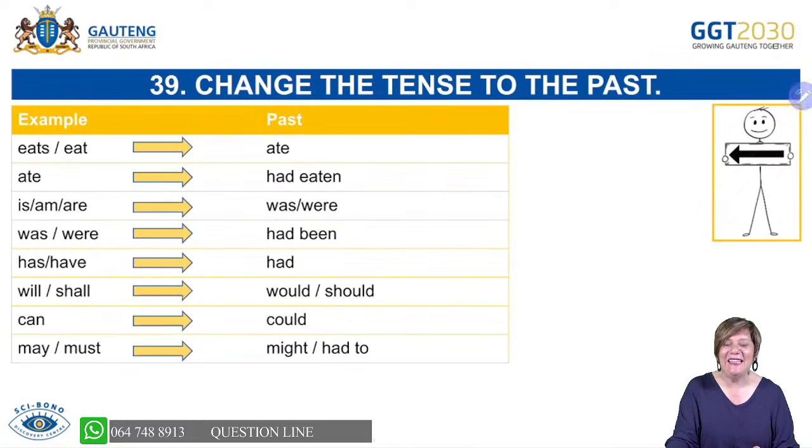So here I have a list to show you how it works. Eat becomes ate. Ate becomes had eaten. Is, am, and are becomes was and were. If you already have was and were, then it becomes had been. Has and have becomes had. Can you see how easy that it is? If you follow these steps, you can't go wrong.